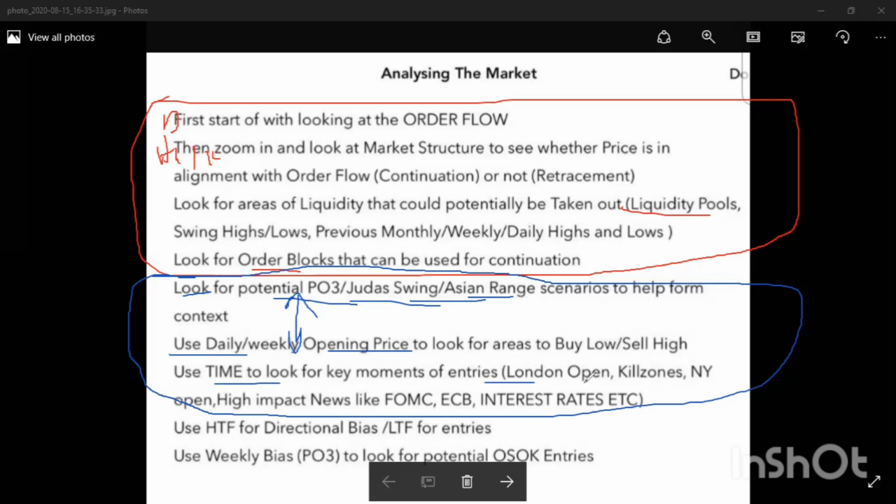Q zones, London Open and New York Open. If there's high impact news coming up, also same thing. Okay, you're looking for this. There is another, okay, yeah, it's for lower time frame.